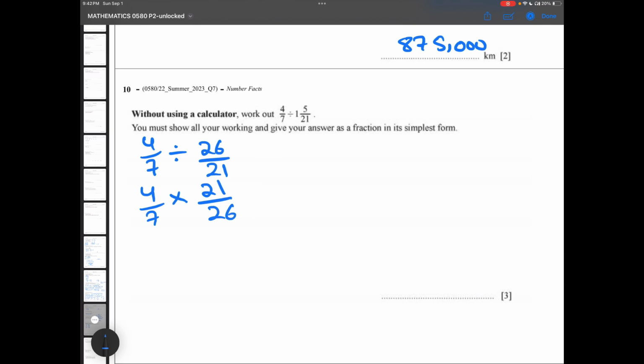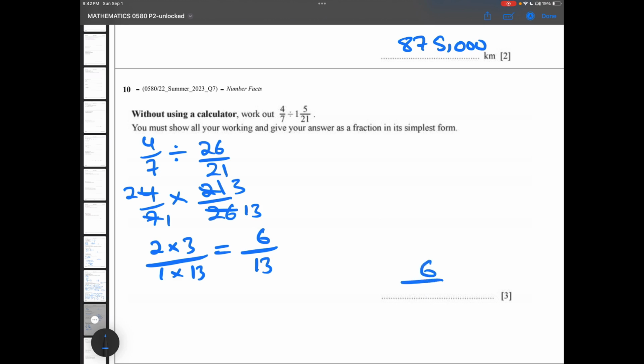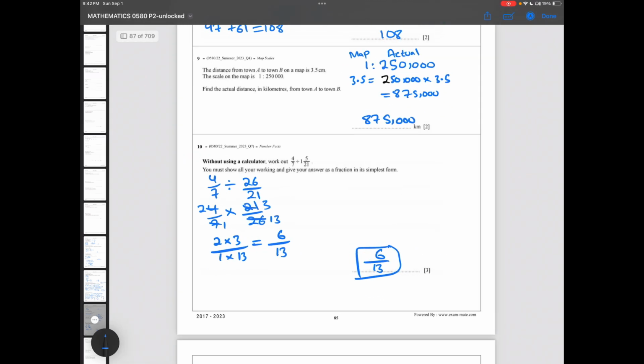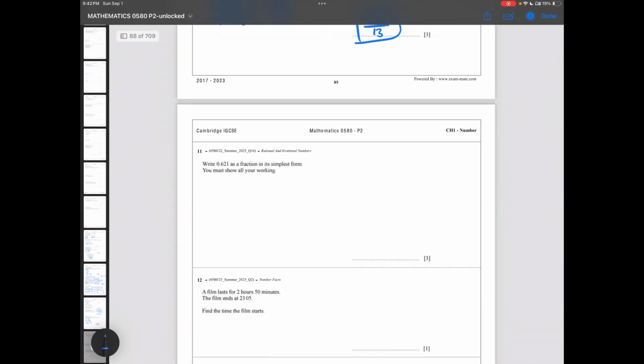So this 4 got cancelled with 26. It became 13. 7 gets cancelled with 21. So now we have 2 into 3 upon 1 multiplied by 13. So this is equal to 6 upon 13 and this is a proper fraction. So this is our required answer. We don't have to convert this. We only convert an improper fraction into a mixed fraction.